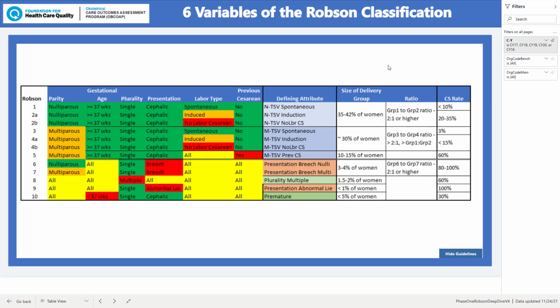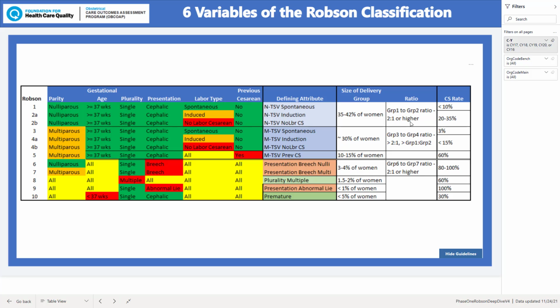Before jumping into cesarean rates, we should also discuss the ratios between groups. So looking at group 1 and group 2, there should be a ratio of 2 to 1, meaning that spontaneous deliveries are more than twice the size of induced or no labor cesarean deliveries. This same ratio should hold for group 3 and 4, with the additional caveat that the ratio for 3 and 4 should be larger than the ratio for 1 and 2. And then finally, looking at the ratio of nullip to multip breeches, that ratio should again be 2 to 1 or higher, because breech presentations occur much more often in nulliparous women than in multiparous women.